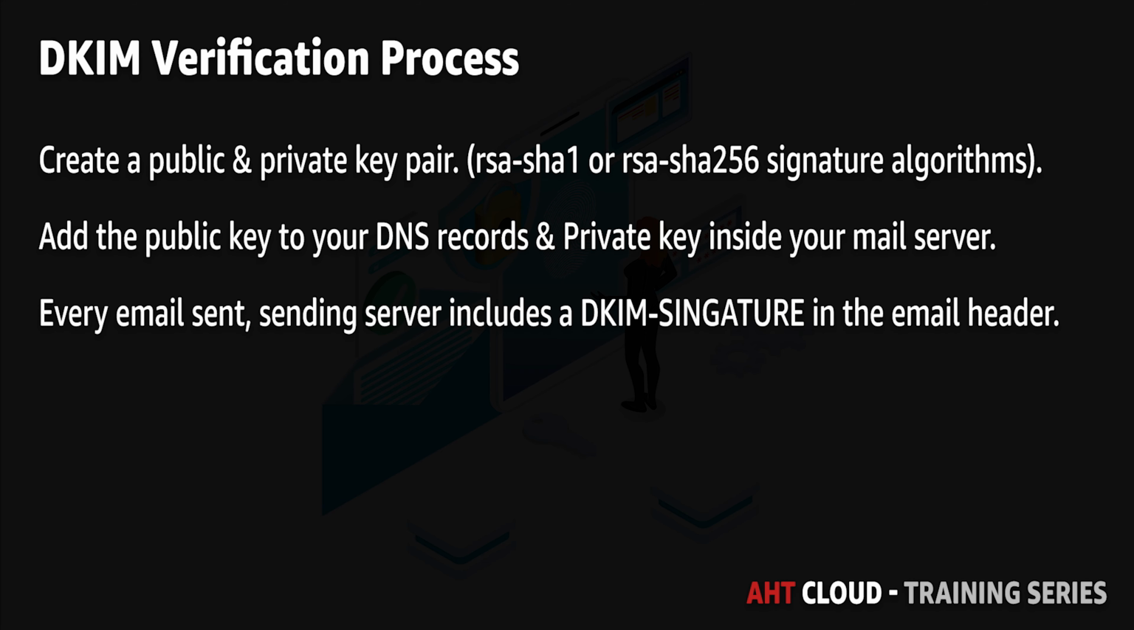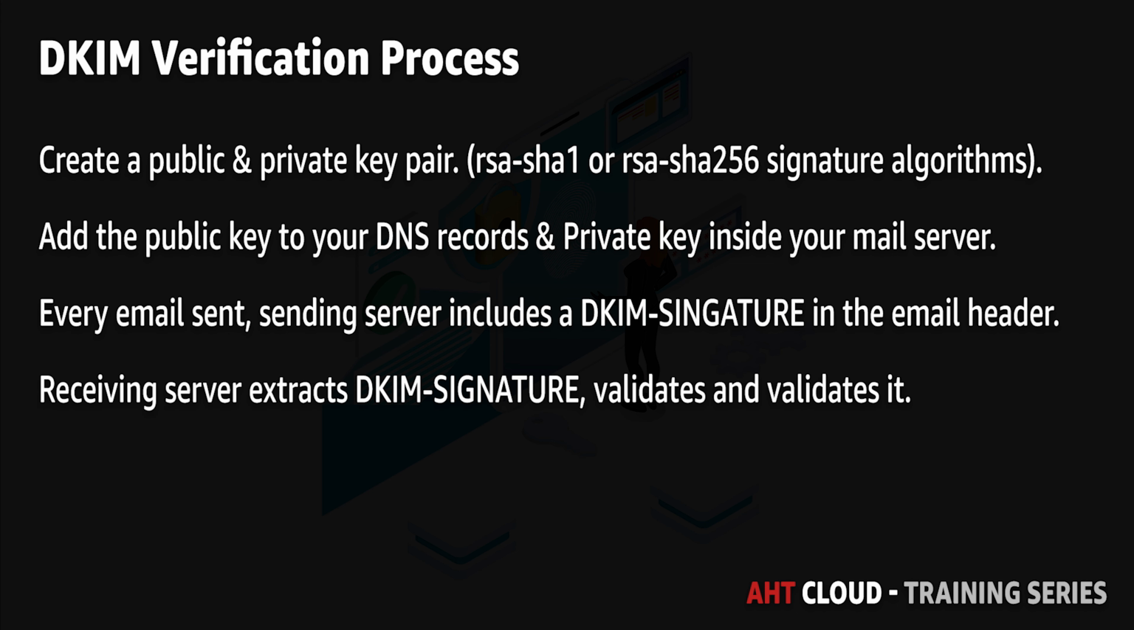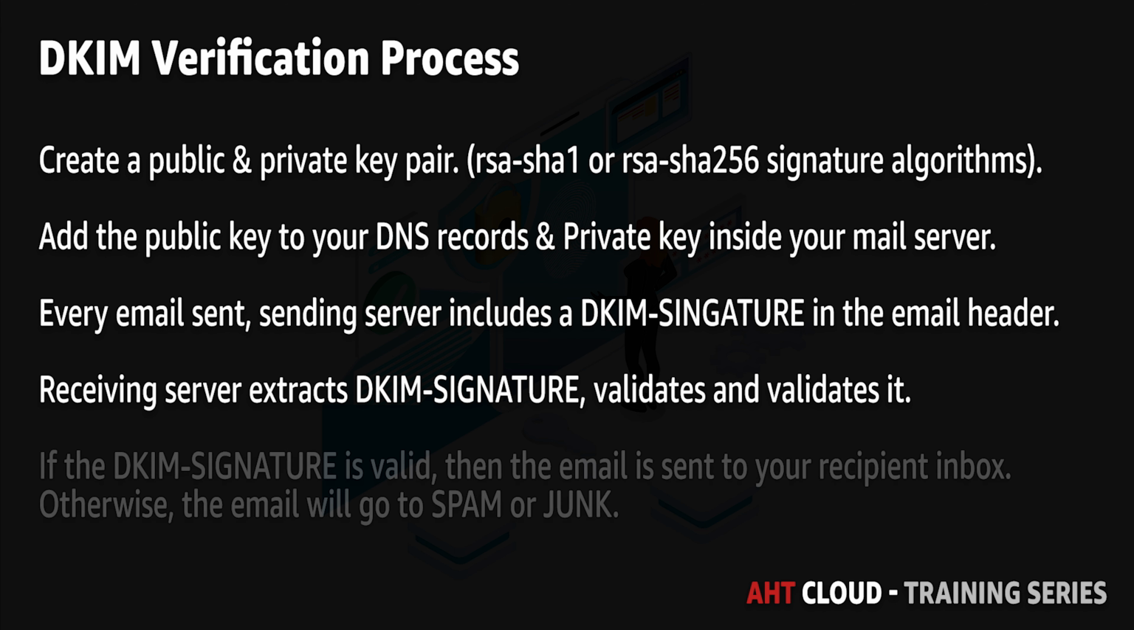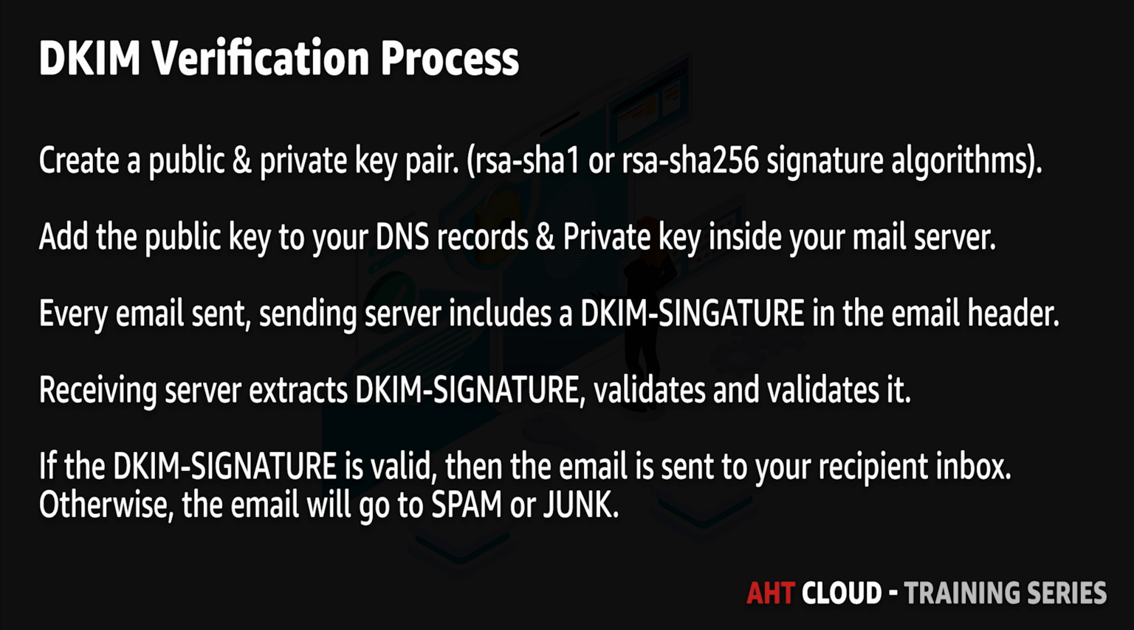For every email sent, the sending mail server adds to the email header a DKIM signature that's generated using the private key. The receiving email server extracts the DKIM signature from the header, and it validates the message using the public key stored inside your DNS. If the DKIM signature is valid, then the email is sent to your recipient. Otherwise, the email will go to spam or junk.